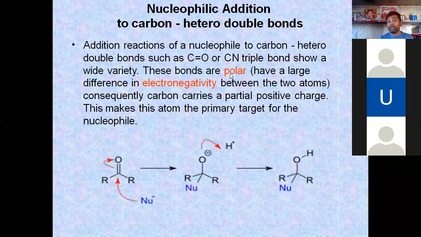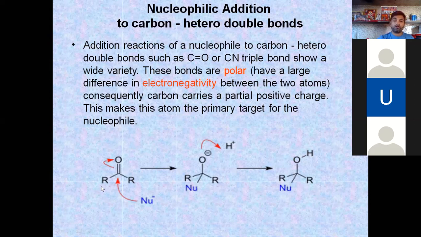These bonds are polar in nature. They have a large difference in electronegativity between the two atoms. In this molecule, carbon will be electropositive and the oxygen will be more electronegative. It will have a partial negative charge and the carbon will have a partial positive charge. Consequently, carbon carries a partial positive charge. This makes this atom the primary target for the nucleophile to attack.